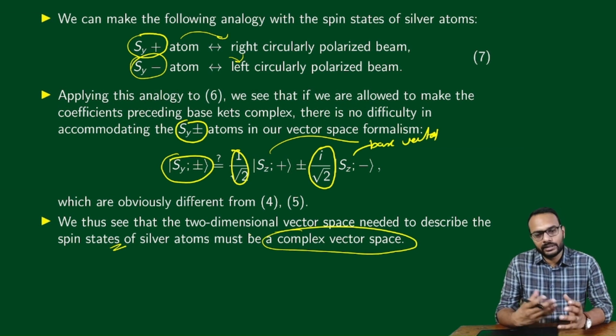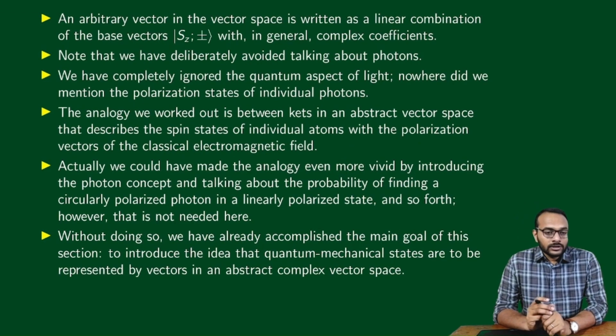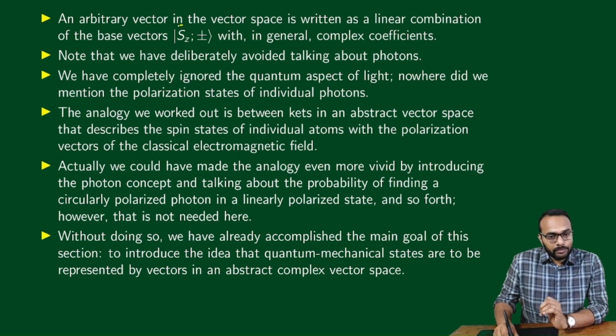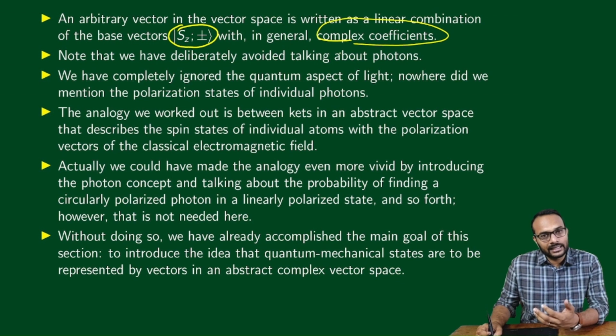It seems to obey the logic of vectors fine, but in addition, it also has to be a complex vector space. So an arbitrary vector in the vector space is written as a linear combination of base vectors Sz plus minus with complex coefficients. The coefficients can be complex in general. They could be real, but they can also be complex.